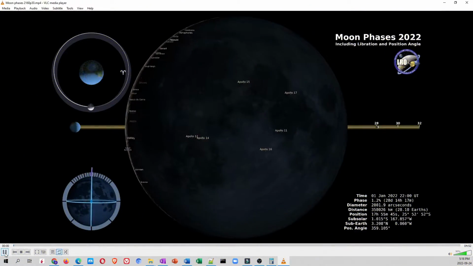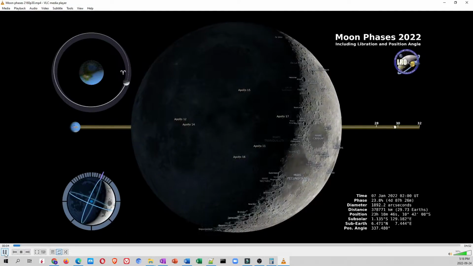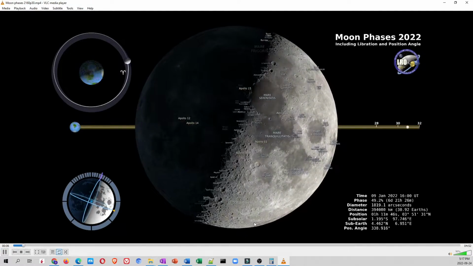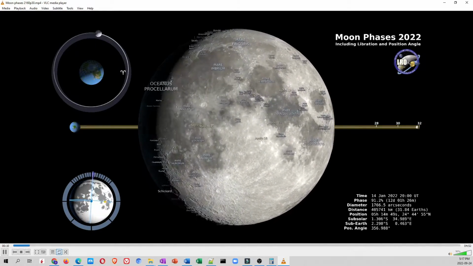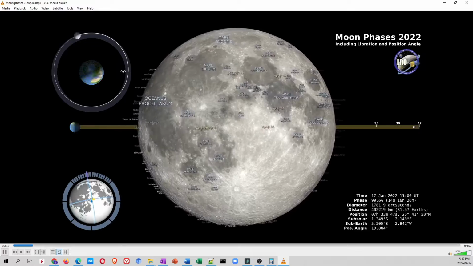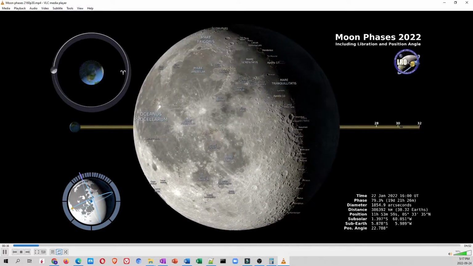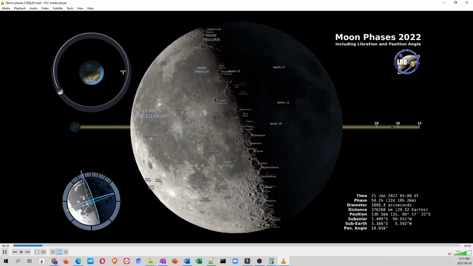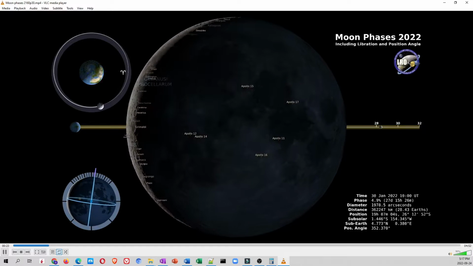The moon revolves around the Earth every 27.322 days, or 27 days and 8 hours. The moon also rotates along its own axis in the same amount of time. This is different than the moon phase, which we'll cover later in the video. Let's take a look at the simulation.